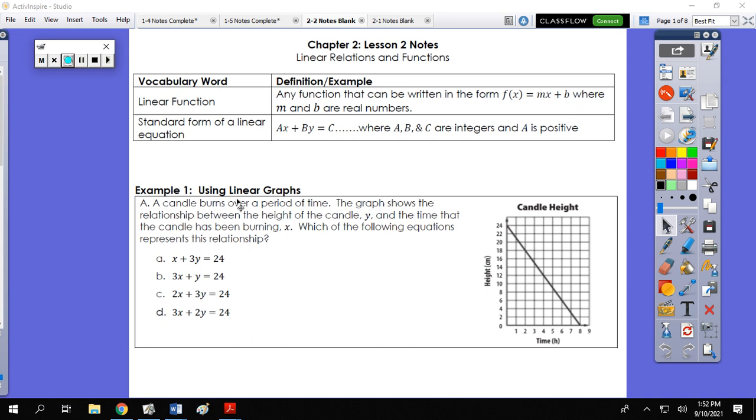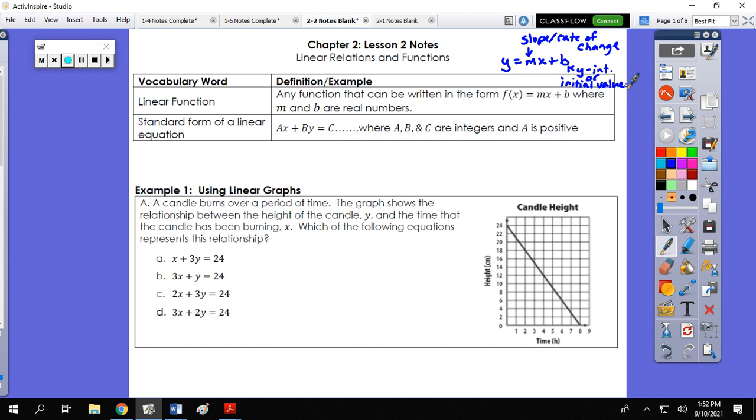You should recognize those things from Algebra 1, where we had the y equals mx plus b form, where we said y is our dependent variable, where we said that m is our slope or rate of change, and we said b is our y-intercept or initial value. Okay, they're real numbers.